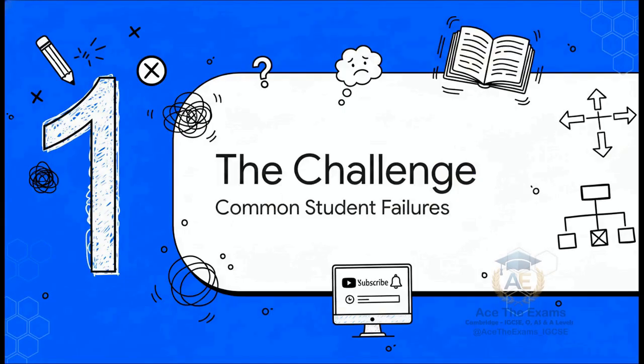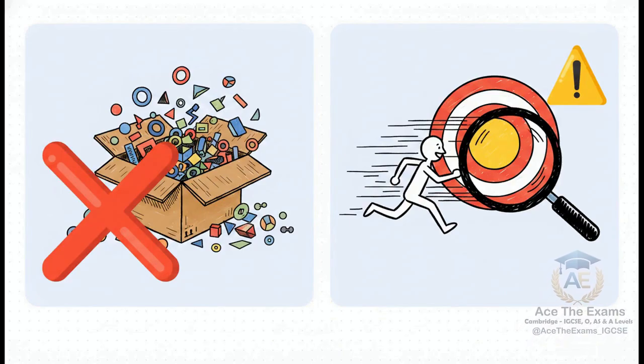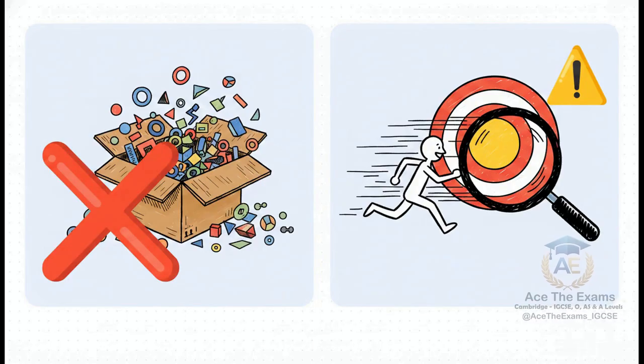Section 1, the challenge. We really need to look at the most common ways students end up failing this section despite putting in hours of revision. Consider 2 typical students. We'll call them Alex and Sam. Now, when they're faced with a classic Cambridge question, say, evaluate the use of hexadecimal in a MAC address, their approaches perfectly illustrate the 2 biggest traps.